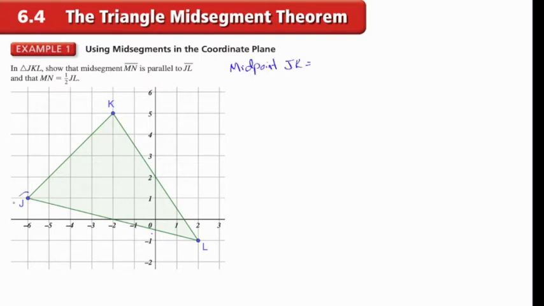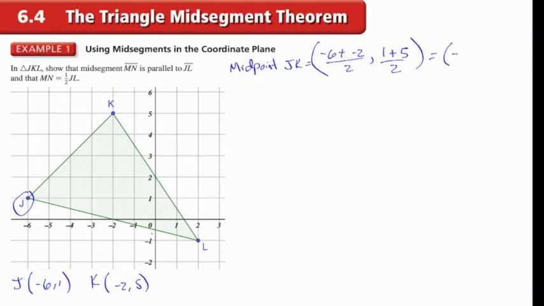So if we take the coordinates of point J, we have negative 6, 1. And the coordinates of point K, we have negative 2, 5. And to find the midpoint, we take the average of the X values and the average of the Y values. And we get a midpoint at negative 4, 3. And if we plot that, we will label that point M for our midsegment.